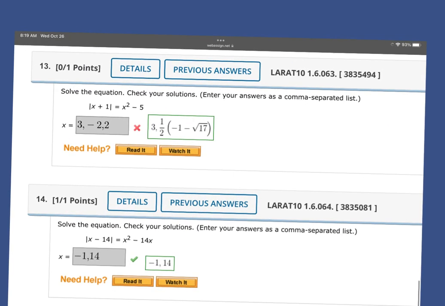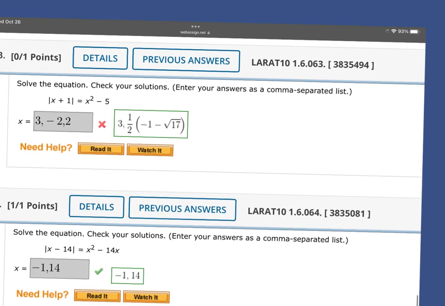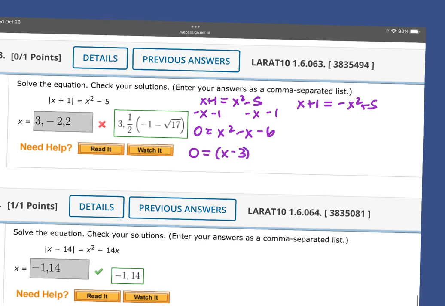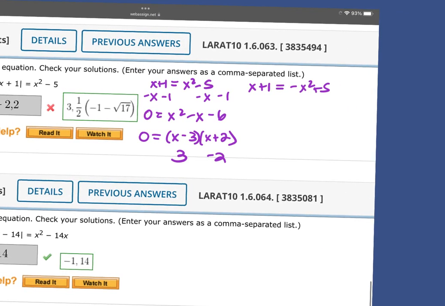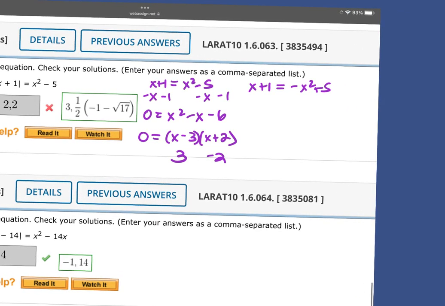All right, 13 and 14. So absolute value equals a polynomial here. I'm going to do the same thing. I'm going to get x plus 1 equals what's there, x squared minus 5. And then x plus 1 equals the opposite of what's there, negative x squared plus 5. So subtract the x and the 1. I get 0 equals x squared minus x minus 6, which is negative 3 and positive 2. I get 3 and negative 2 from that. And then on the right, I'm going to move it the other direction, plus the x squared minus the 5: x squared plus x minus 4 equals 0.